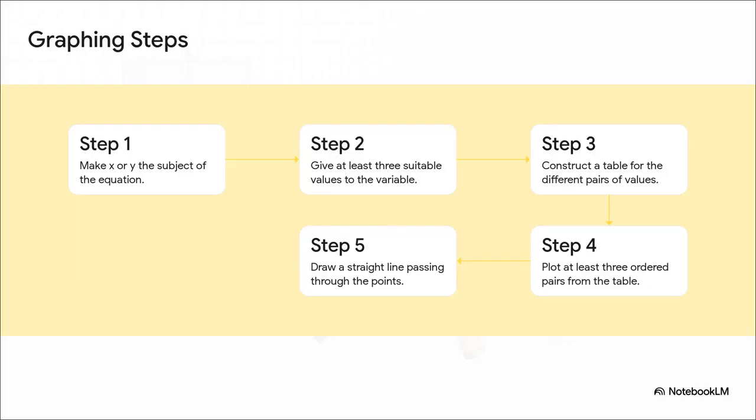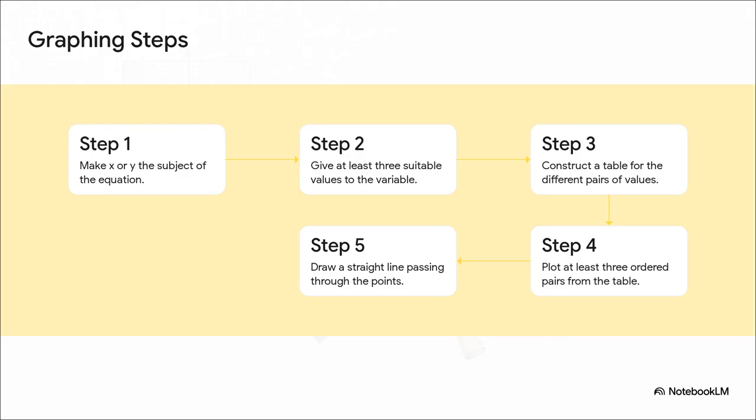So, how do we turn that algebraic equation into a visual line? We just follow 5 foolproof steps. Step 1, make x or y the subject of the equation. Step 2, pick at least 3 suitable values for the variable on the right-hand side. Step 3, construct a table to organize those different pairs of values so things don't get messy. Step 4, plot those ordered pairs as dots right onto your graph paper. And finally, step 5, just draw a straight line passing right through those points.